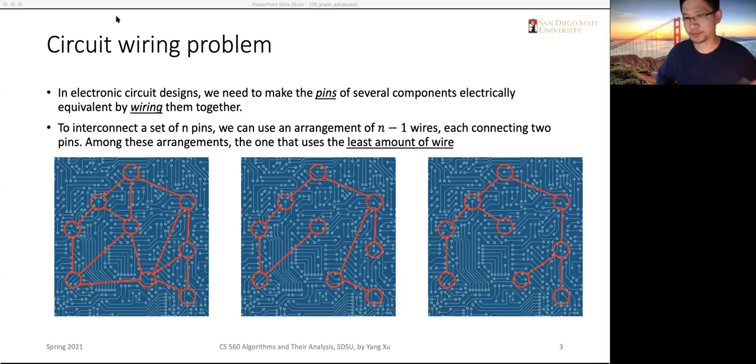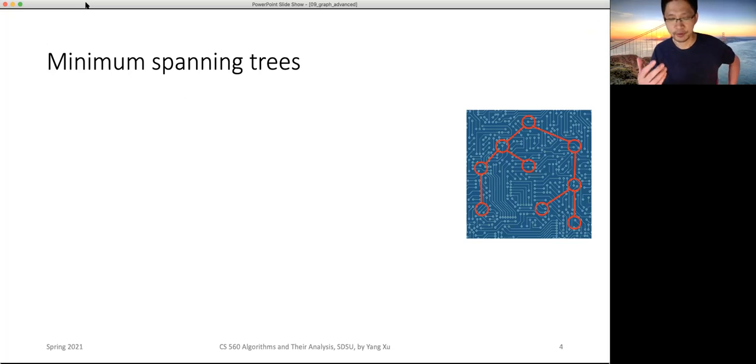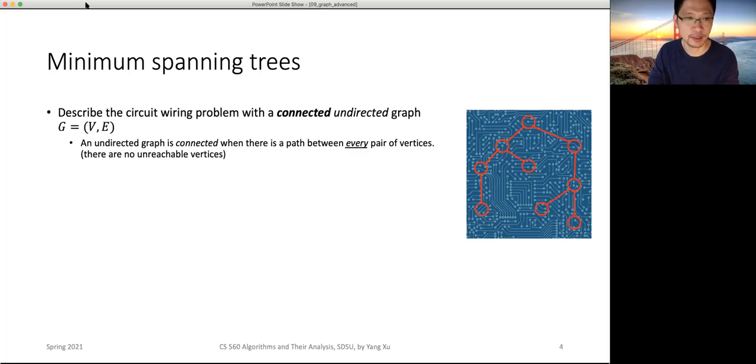So if we define this problem with the language of a graph data structure, then we basically want to find a subset of edges that connects all the vertices in the graph, right? And the constraint we place is that we want the summation of the weights of all the edges to be as small as possible, right? So I think it's very easy to define in the language of graph data structure, okay?